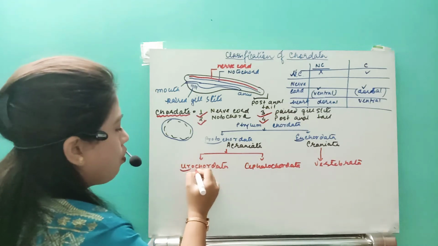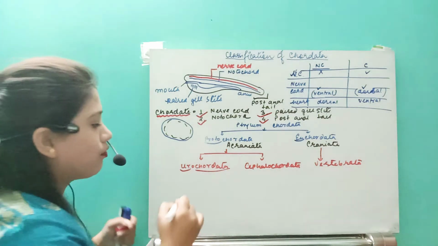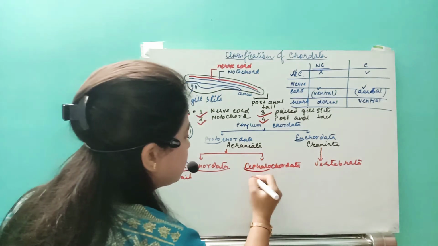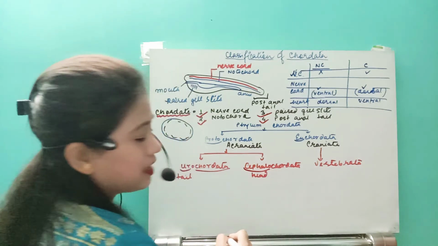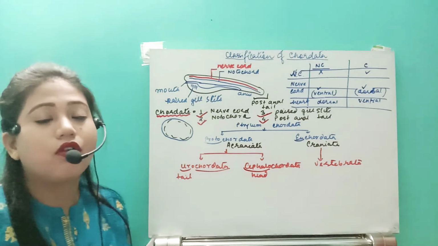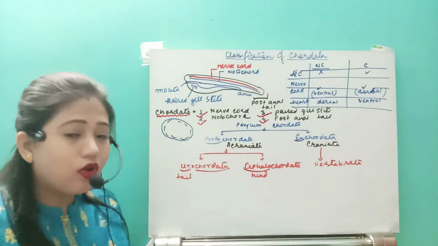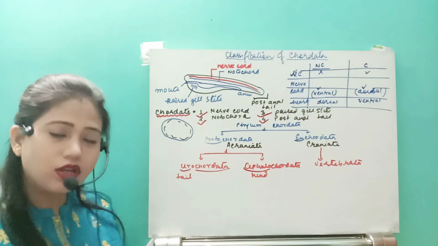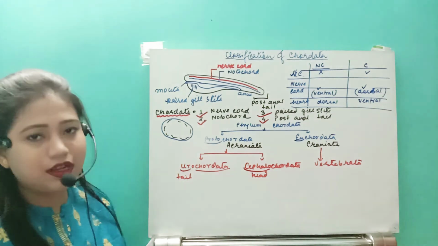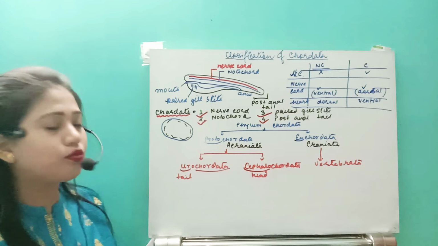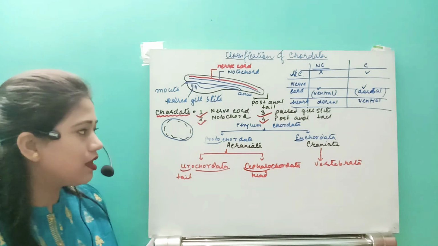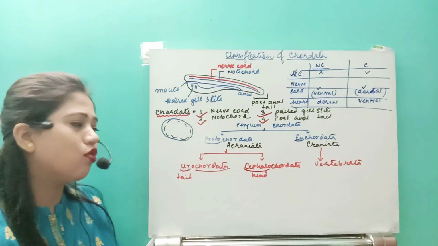Okay, Urochordata. What is the meaning of Uro? Uro means tail, right? And Cephal means head. Now, what is the meaning of Urochordata? Urochordata means those organisms which have the notochord present only in the tail region. These organisms are grouped under a separate subphylum known as Urochordata.